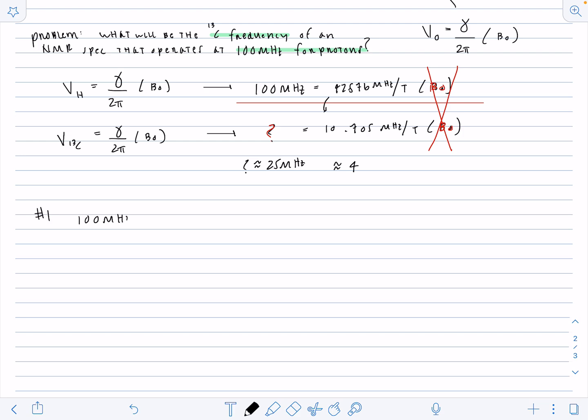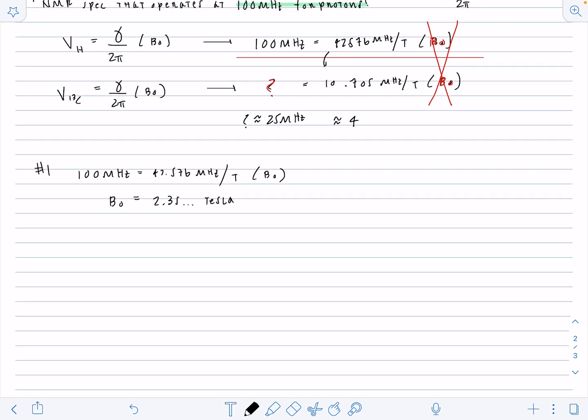What we can do, since we have only one unknown in our first equation, is we can solve for the strength of the magnetic field and then plug it into the next equation, because the same external magnetic field will be used because we're using the same spectrometer. Each spectrometer has its own strength of the magnetic field. So if we're using different molecules but in the same instrument, then it's going to have the same external magnetic field. So if we just divide 100 by 42.576, to isolate the magnetic field on its own, then we get that B0 equals 2.35 and some change Tesla.